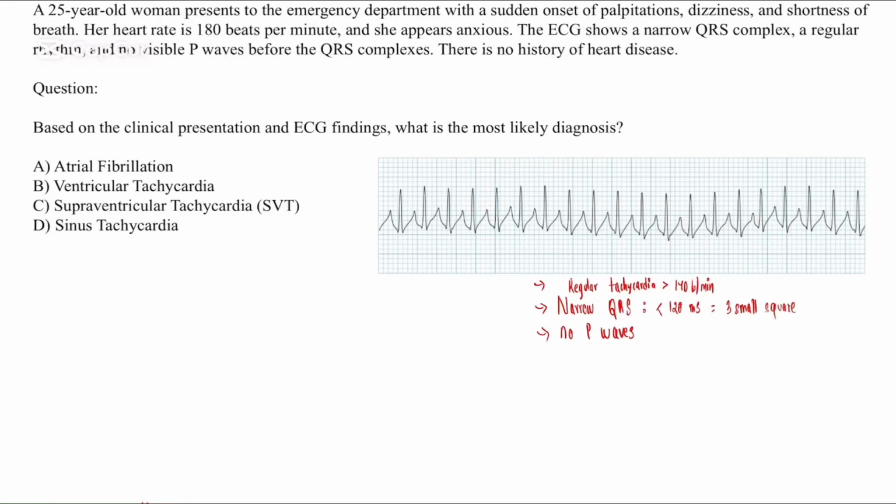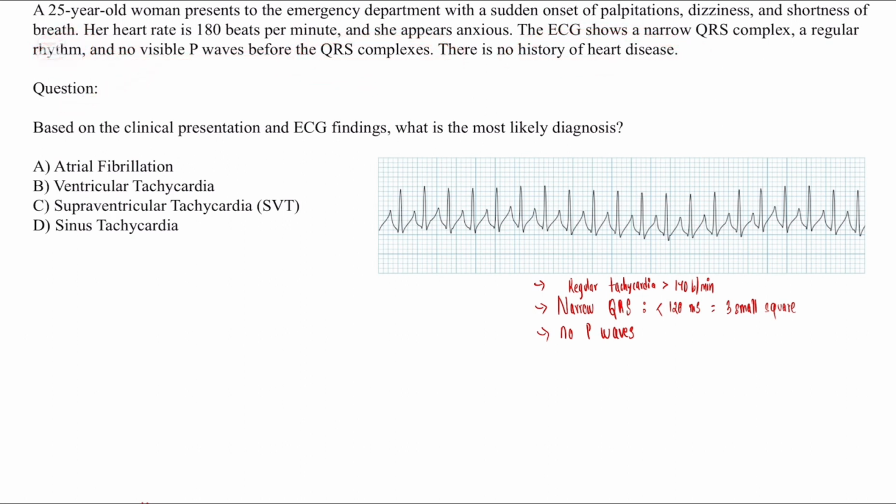Case scenario. A 25-year-old woman presents to the emergency department with a sudden onset of palpitations, dizziness, and shortness of breath. Her heart rate is 180 beats per minute, and she appears anxious. The ECG shows a narrow QRS complex, a regular rhythm, and no visible P waves before the QRS complexes. There is no history of heart disease.